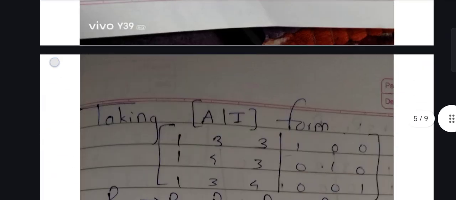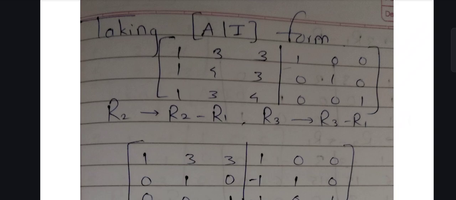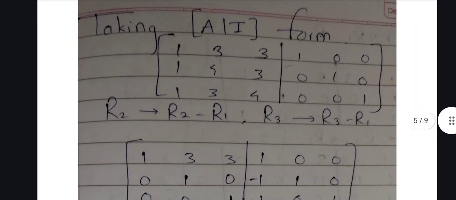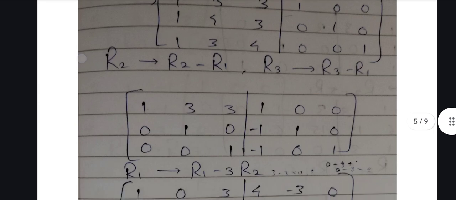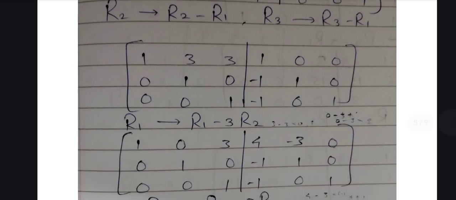So let's take one more example on the Gauss-Jordan method. We are taking this example in AI form. So write the matrix A as it is, and I means the identity matrix. So performing row operations. First of all, R2 implies R2 minus R1, and R3 implies R3 minus R1. So after that we are getting 0 0 in the first column of the second and third rows.